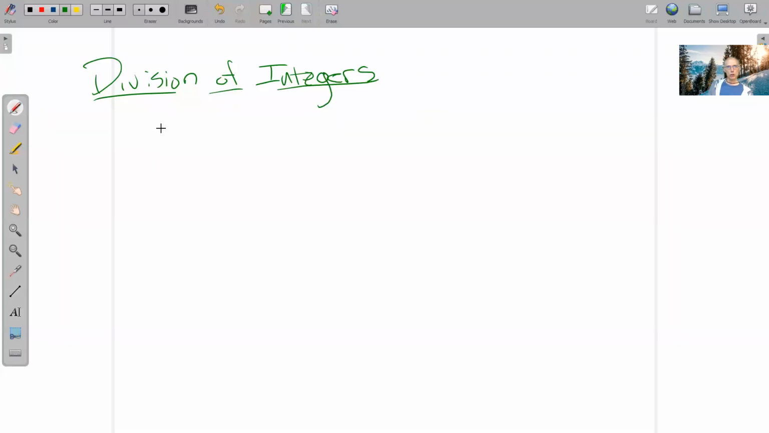So let's take a look at, how about -10 divided by -2. And we want to illustrate and explain this answer. So to do that, I need to state what division means, and I have to state what integers mean. So the first thing we have to ask ourselves to illustrate and explain this is: what does division mean?